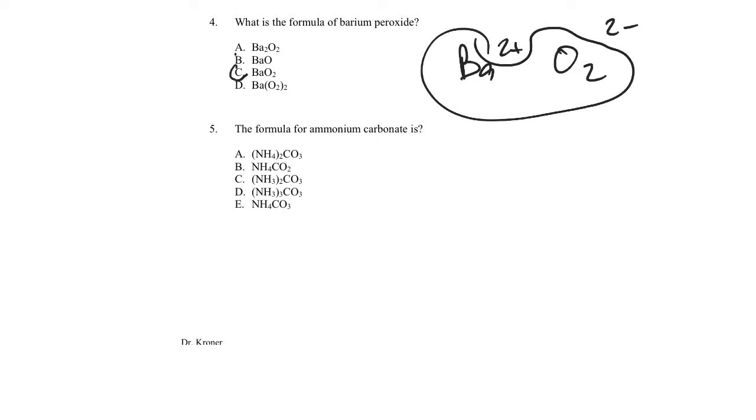So BaO2, C. So B would be 2 plus 2 minus, that's barium oxide. Ba2O2, that would be two bariums, two oxides. That's actually kind of a fictitious compound, if you will. So that's not even like a real compound. So that's just kind of a weird one.